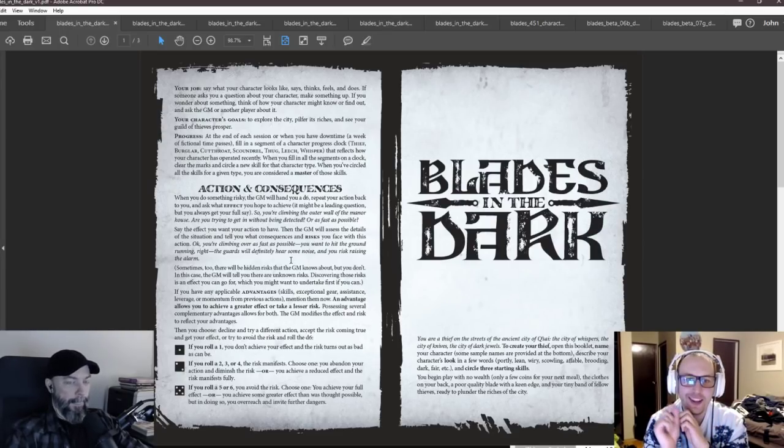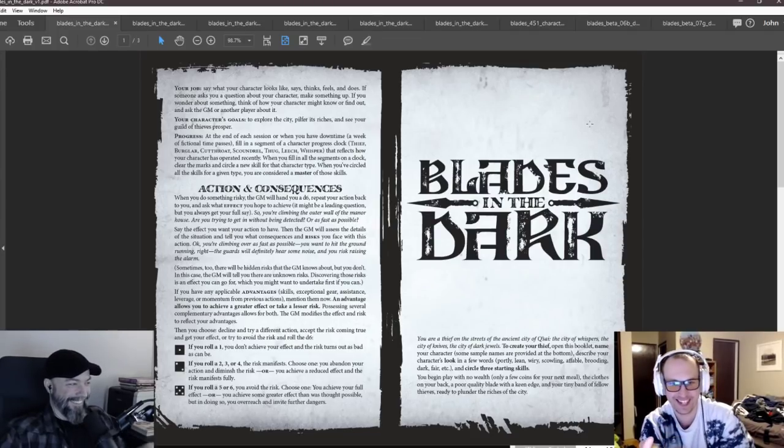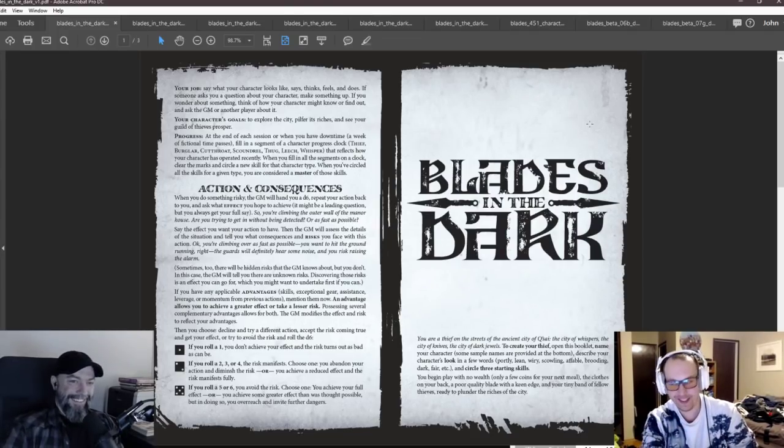I love this bit. When you do something risky, the GM hands you a D6, repeats your action back to you, and asks what effect you hope to achieve. It's like, yo, you're really going to do this? Okay. Yeah.